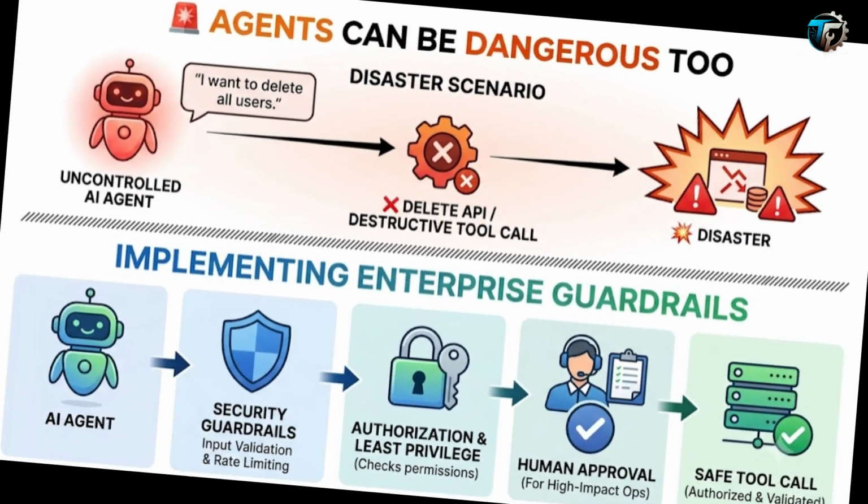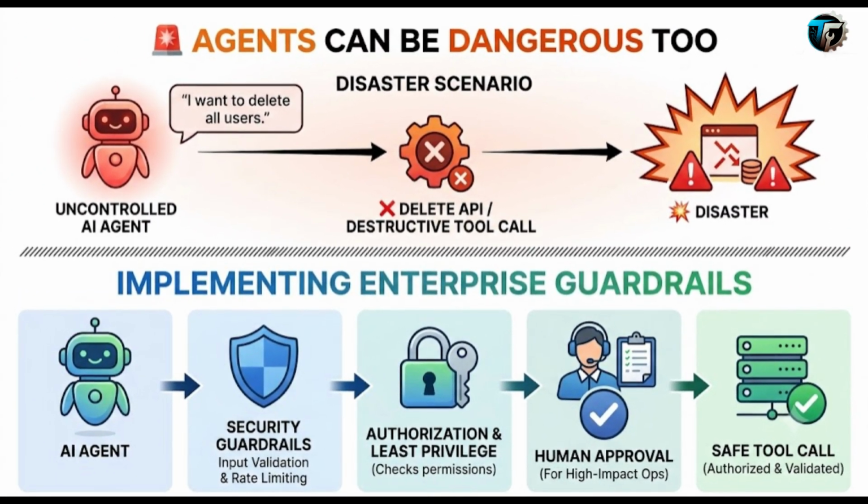Now here's the part architects cannot ignore. Giving an AI access to tools also gives it the ability to cause real-world consequences. Imagine an agent accidentally calling a destructive API. That's why enterprise agents need guardrails. Authorization, least privilege, input validation, tool restrictions, monitoring, and for high-impact operations, human approval. An intelligent agent without proper controls can become an intelligent way to make mistakes faster.